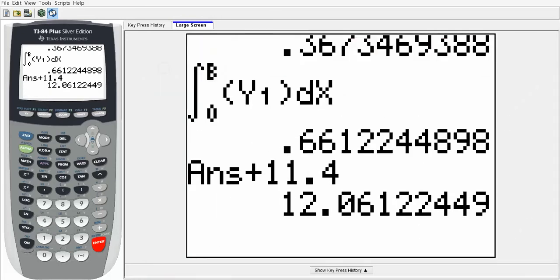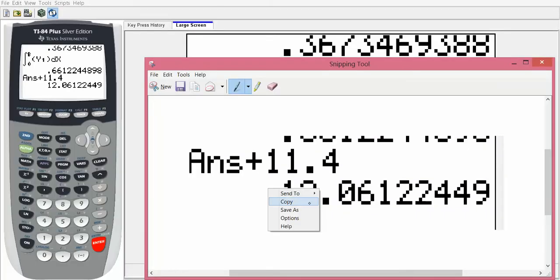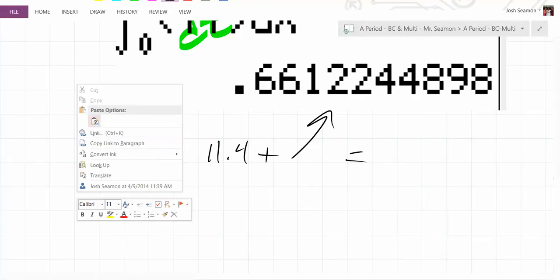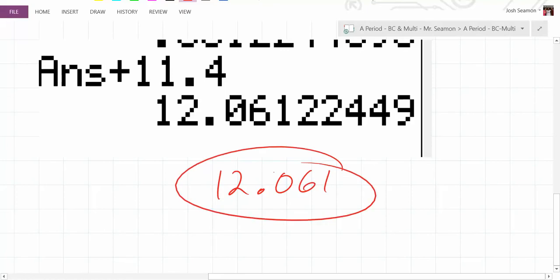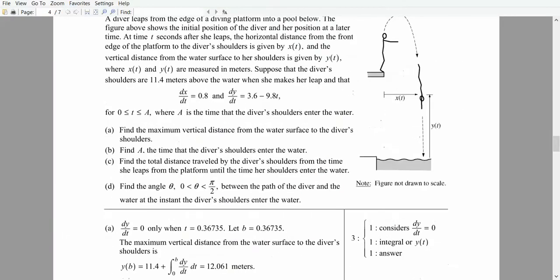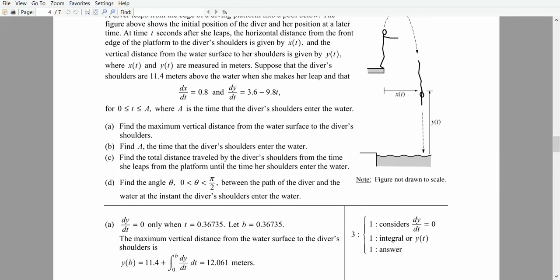So this right here is your answer, but what do you need to state as your answer? Because you need to go to 3 decimal places. So you're very explicit. You say 12.061. And let's just check to see if that matches. Oh, look. There it is.